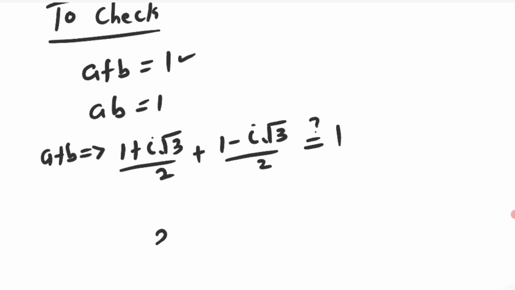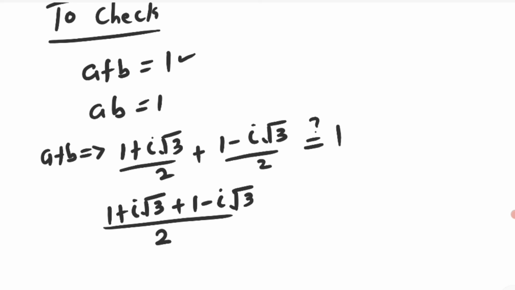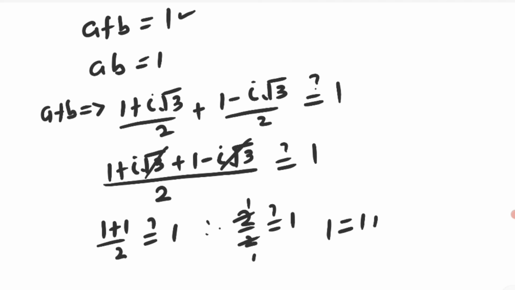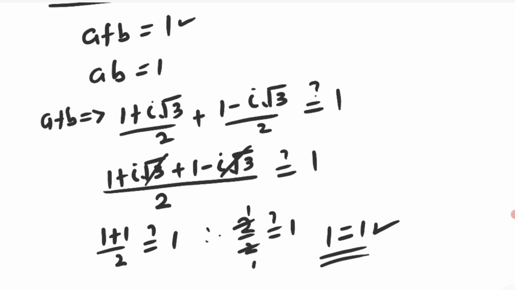The LCM here is 2. Then we have 1 plus I root 3 plus 1 minus I root 3 must be equal to 1. This cancels this. Here we have 1 plus 1 over 2 must be equal to 1. Therefore, 1 plus 1, this is 2 over 2 must be equal to 1. Then 2 divided by 2 is 1. Therefore, the left-hand side, 1 is equal to 1, which is true.